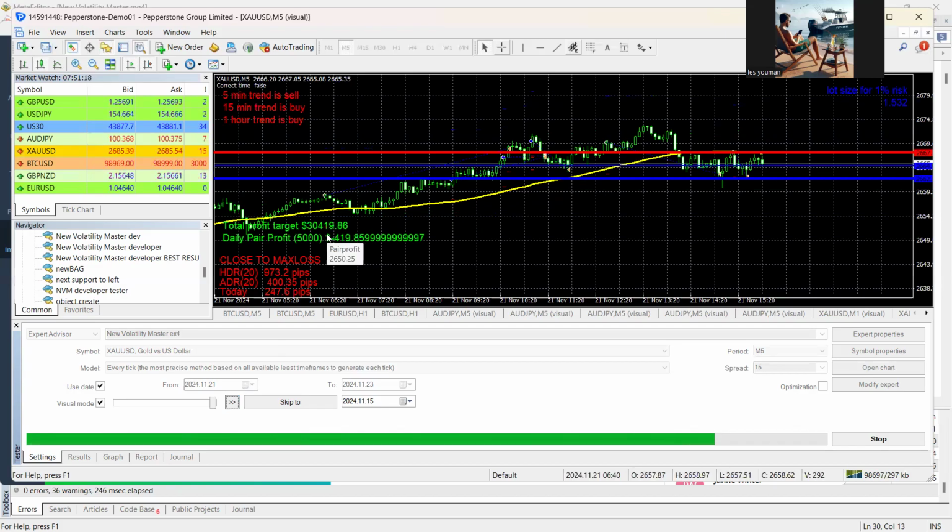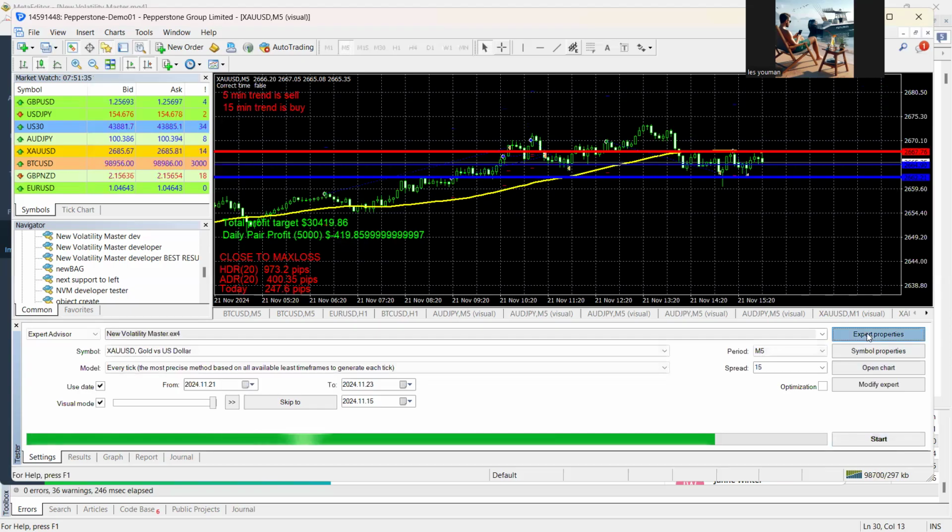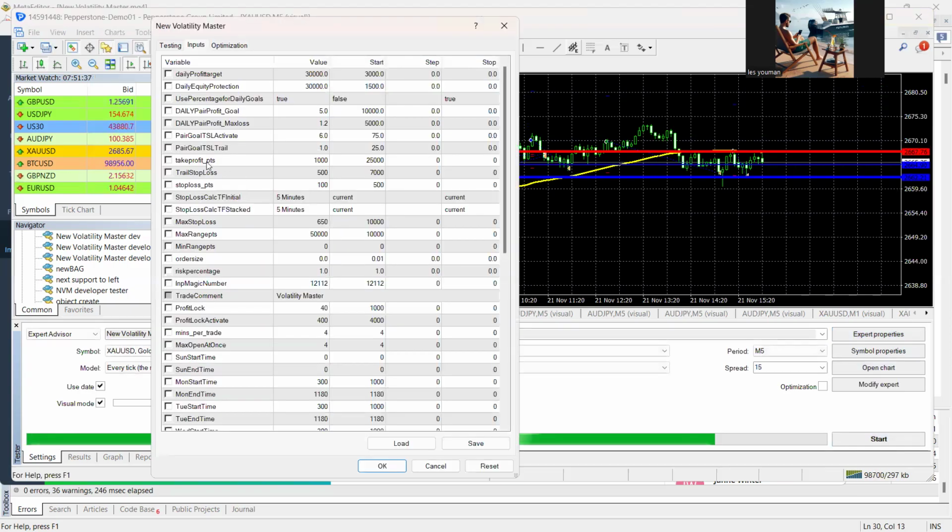So on a 2.5% profit goal, we made 2.5%. We increased that profit goal to 5%, and that meant we actually took a loss. So these new settings, an update to the software, are to address that specific problem. So on that note, I will introduce you to these two new settings, and that's the pair goal trailing stop loss activate and the pair goal trailing stop loss trail.